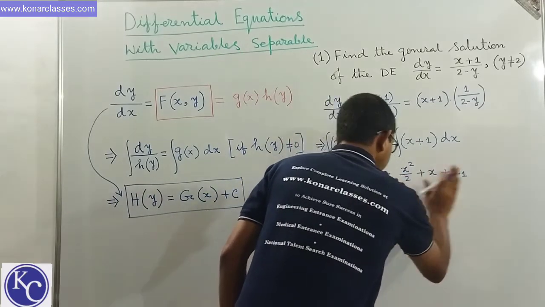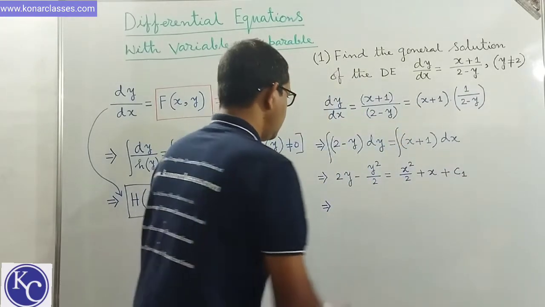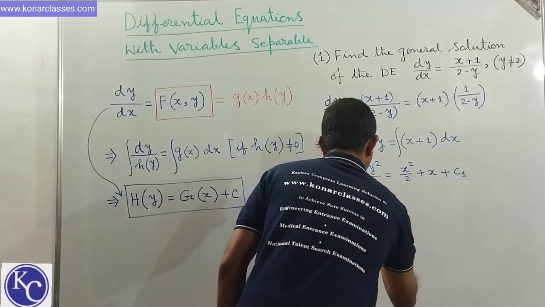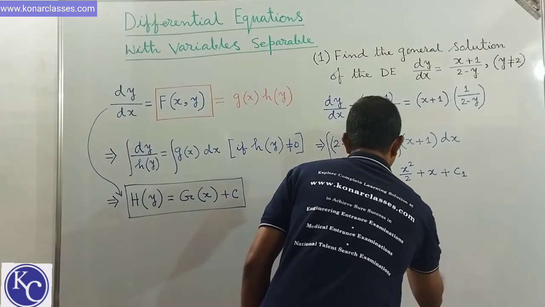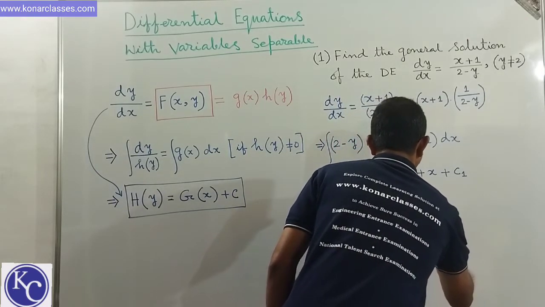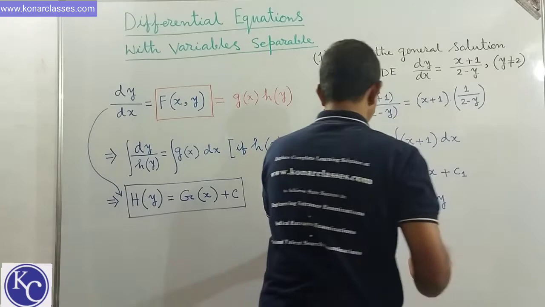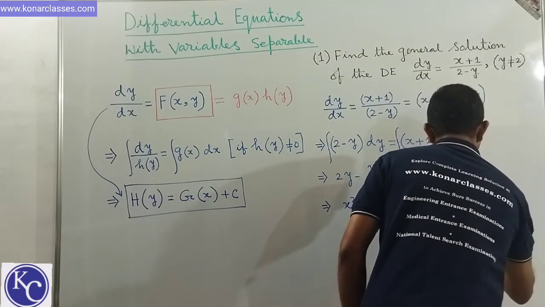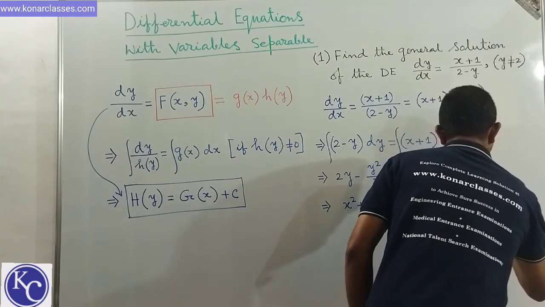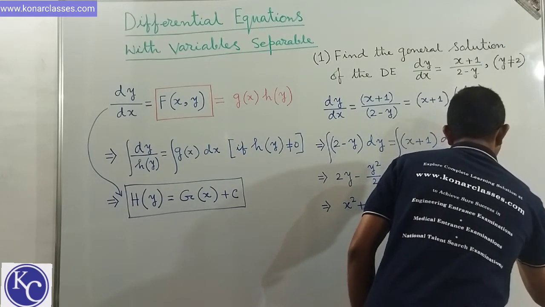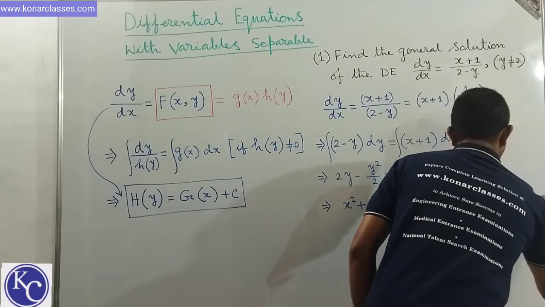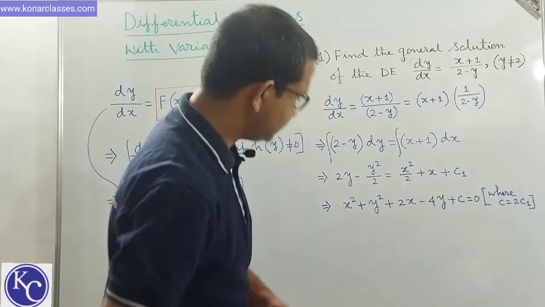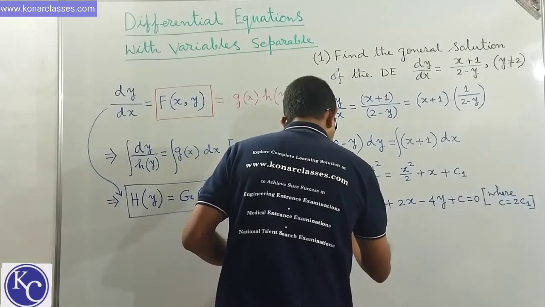We will multiply both sides of this equation by 2. What are we going to get then? x² + y² + 2x - 4y + 2c1 = 0. So let's take c = 2c1, we can write where c is equal to 2 times c1. Correct? So now dear students, this is the general solution.